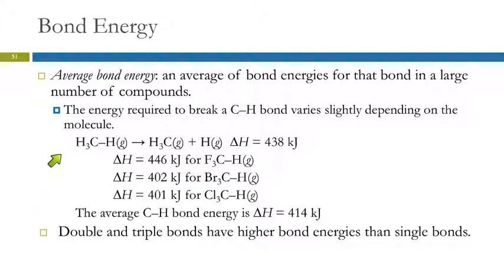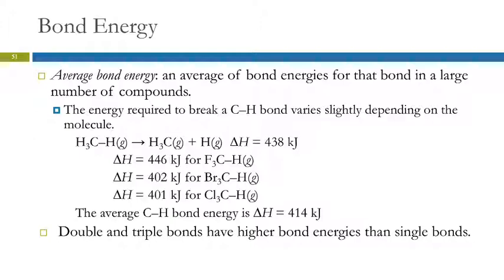If instead of hydrogens over here, we've got fluorines, it's going to take 446 kilojoules. If you put bromines there, 402. Chlorines, 401. The strength of this carbon-hydrogen bond will be slightly different depending on what's going on in the rest of the molecule. So instead of being nitpicky about all of that, we're just going to use an average. It's not perfect, but it's easier. So we say the average carbon-hydrogen bond energy is 414 kilojoules. That's an average of lots of different compounds.